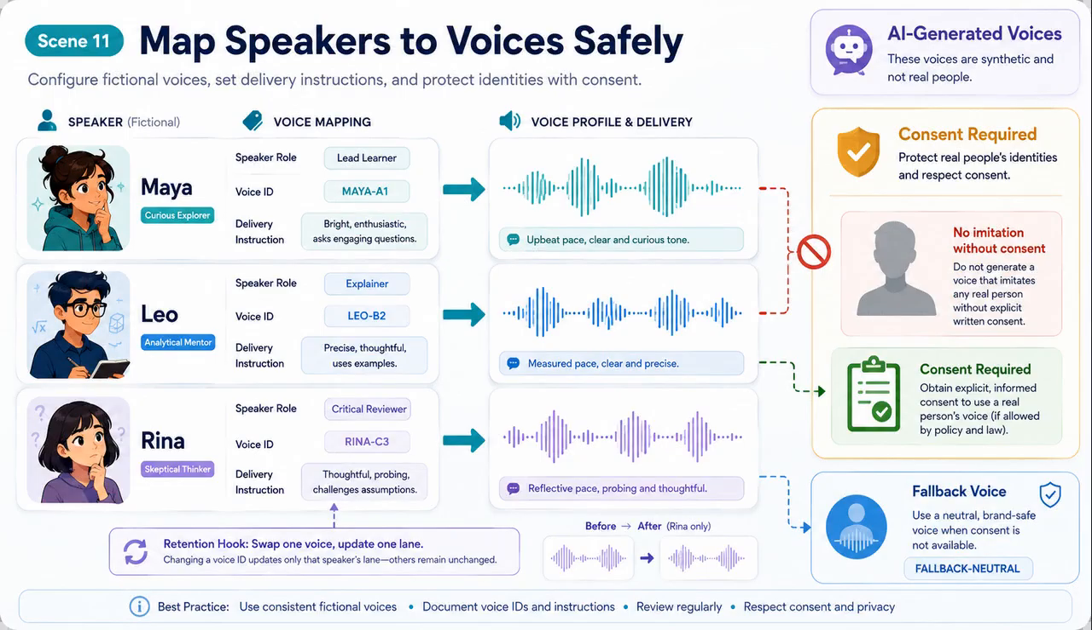Once edit the script before paying for audio is clear, map speakers to voices safely becomes much easier to understand. A voice map connects each speaker label to a provider voice and delivery instruction. Delivery instructions describe pace, warmth, and emphasis without impersonating a real person. The same script can be rendered with new voices by changing configuration only.